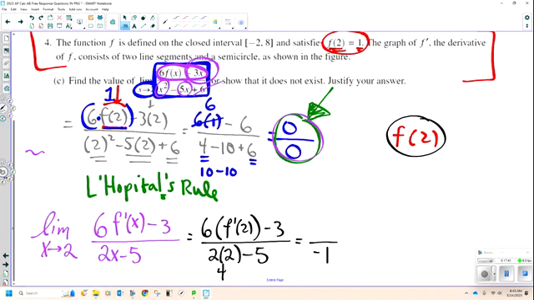So I come down here. This becomes 0. 6 times 0 is 0. 0 minus 3 is negative 3. Negative 3 over negative 1 is positive 3. We're done. Let's move on to the final part because I'm liking this.